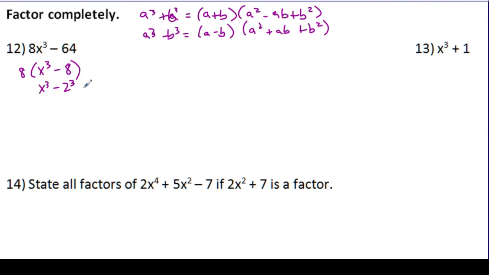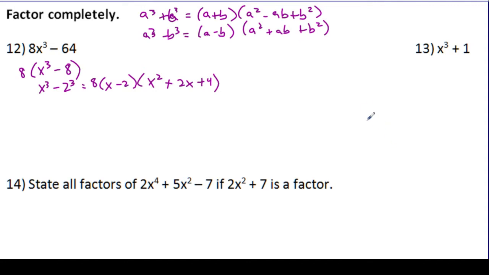So I'm going to turn this piece right here into the things that are being cubed are x and 2. So everywhere that I see an a, I see it several times, I'm going to put x. Everywhere that I see a b, I'm going to put a 2. So here's what it's going to look like. x minus 2, and in my second expression, it's going to be x squared plus 2x plus 4. And then don't forget that we had an 8 at the beginning, that you include that as well. So my final answer, 8 times x minus 2 times x squared plus 2x plus 4.